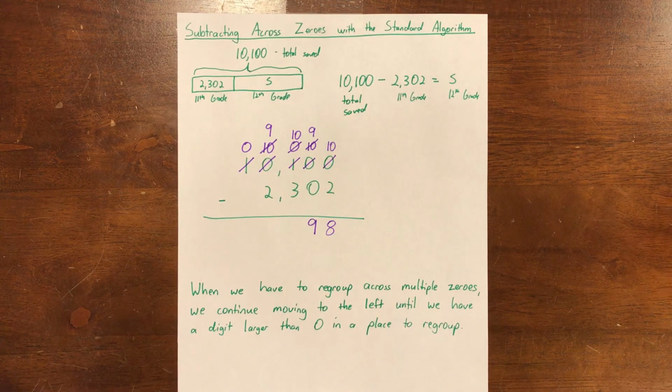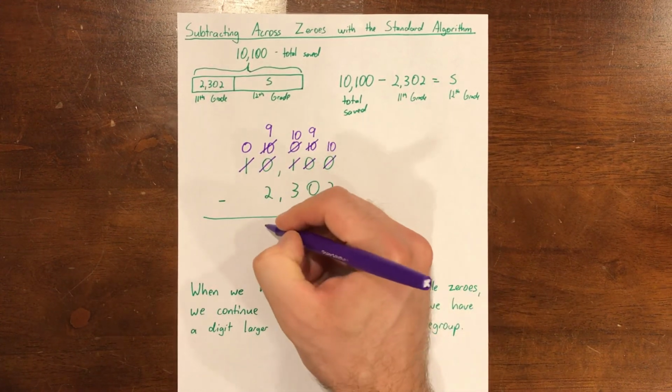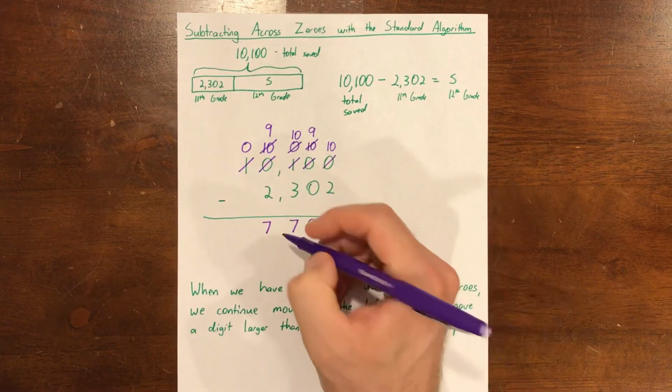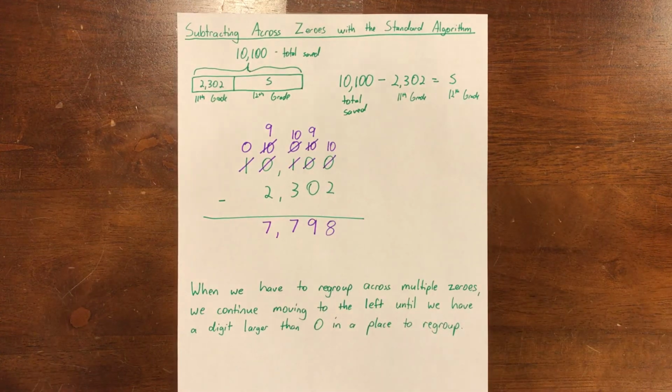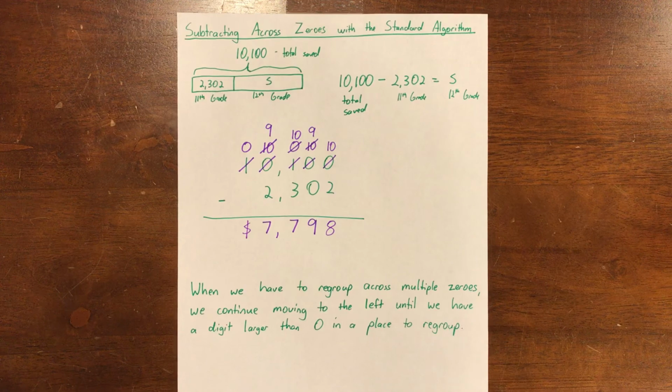Great. So now I'm ready to subtract. 10 minus 3 is 7. 9 minus 2, also 7. And with 0 10,000s, it looks like my final answer is, I'll put a dollar sign here, $7,798 that she would have saved in 12th grade to get to that total amount that she saved. Nice work. Go ahead and click on the arrow on the right to move to the next slide.